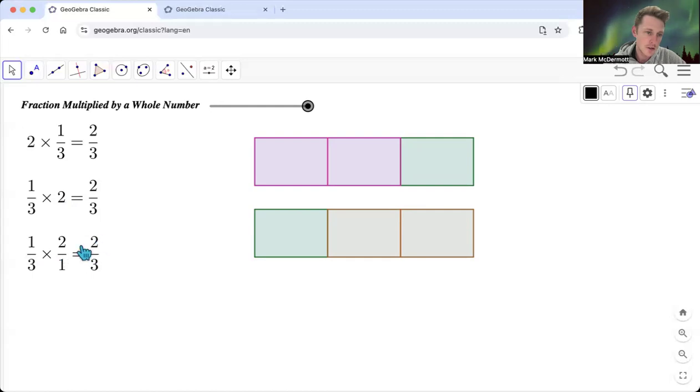The answer for the numerator is 2. And then 3 times 1, which is 3. So that gives us our denominator. So two ways to think about it. You can sort of think about it as two groups of 1/3 or 1/3 of two wholes.